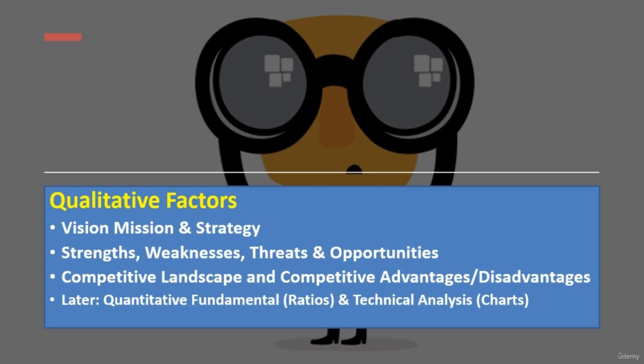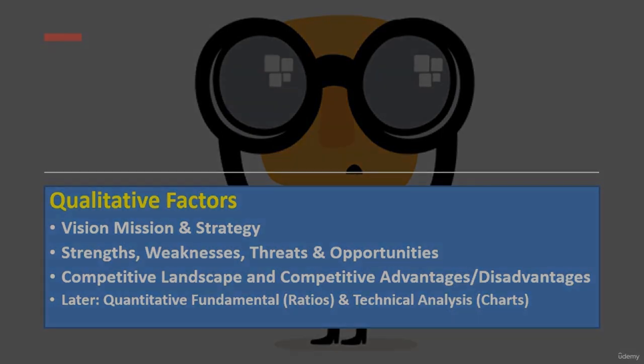Later, we're going to look at quantitative evaluation, things like the actual numbers, the hard numbers. Some things we'll look at are fundamental quantitative numbers, ratios like PE ratios, PEG ratios, dividend yields, different types of ratios you might be familiar with. And the next section after that is a big section around technical analysis or charting. What are the charts telling us to do as far as investing as well? So let's get started in this section around qualitative factors.